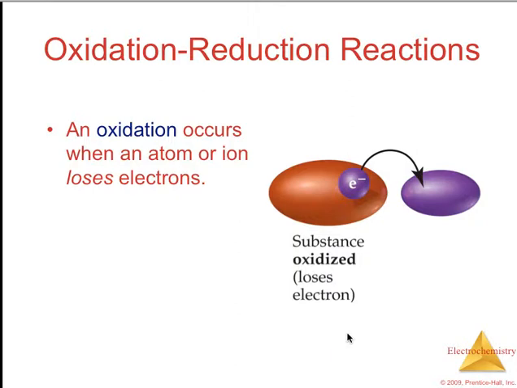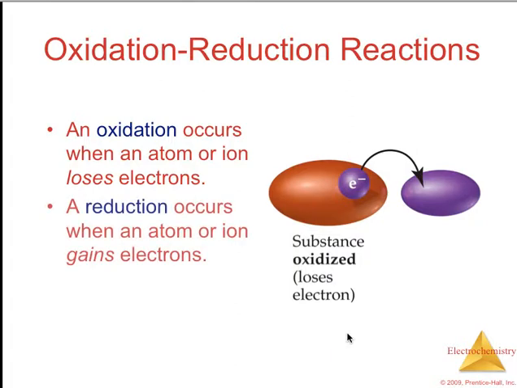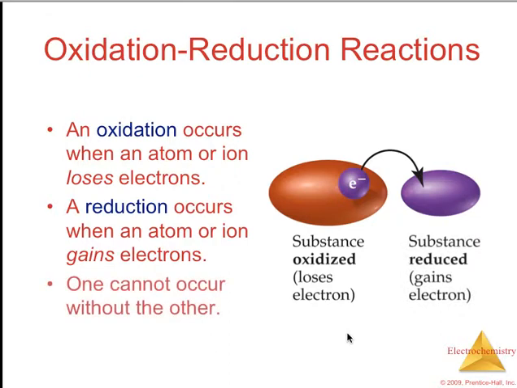Let's talk about oxidation-reduction reactions, and this is all the basis of electrochemistry. Oxidation occurs when an atom or an ion loses electrons. Reduction occurs when an atom or ion gains electrons. And when we have an oxidation-reduction reaction, we have to have both of those occurring. Whatever is losing its electron, being oxidized, has to have a species that is gaining an electron, being reduced.